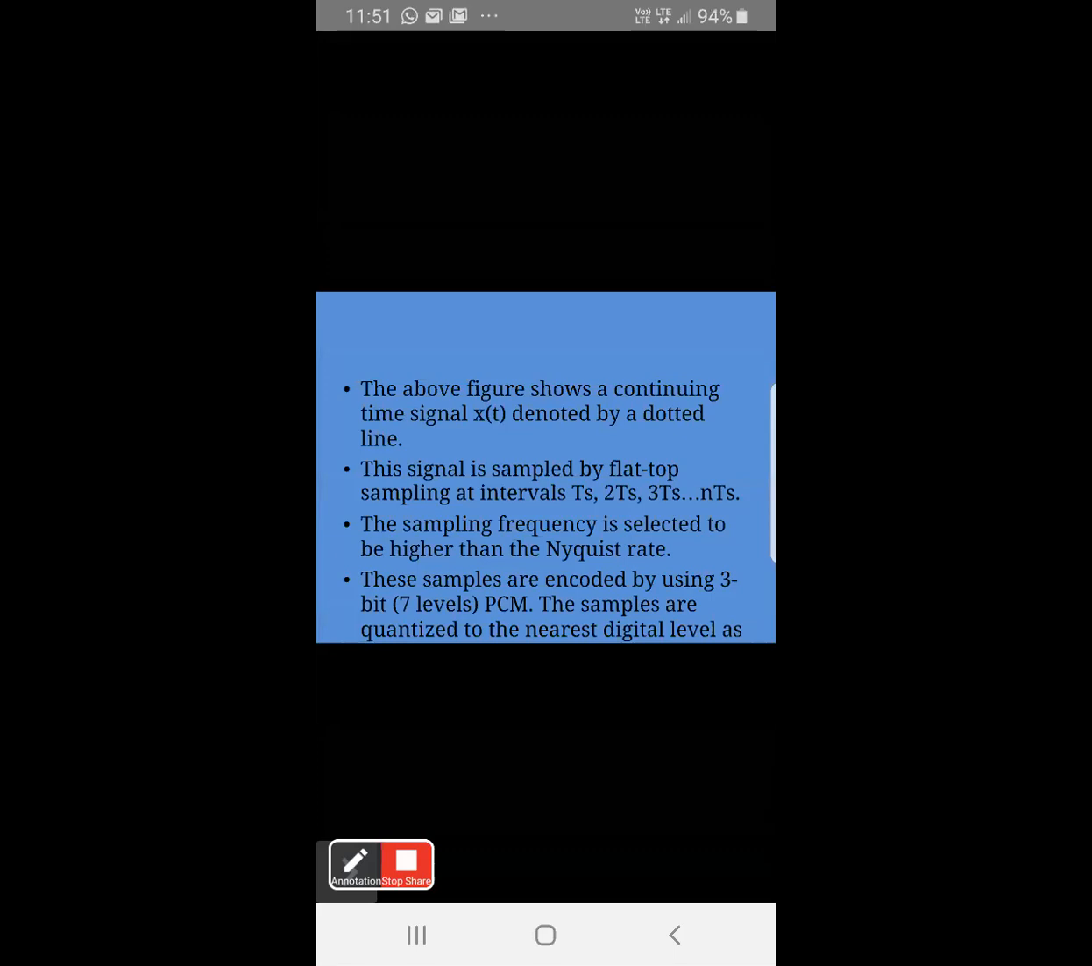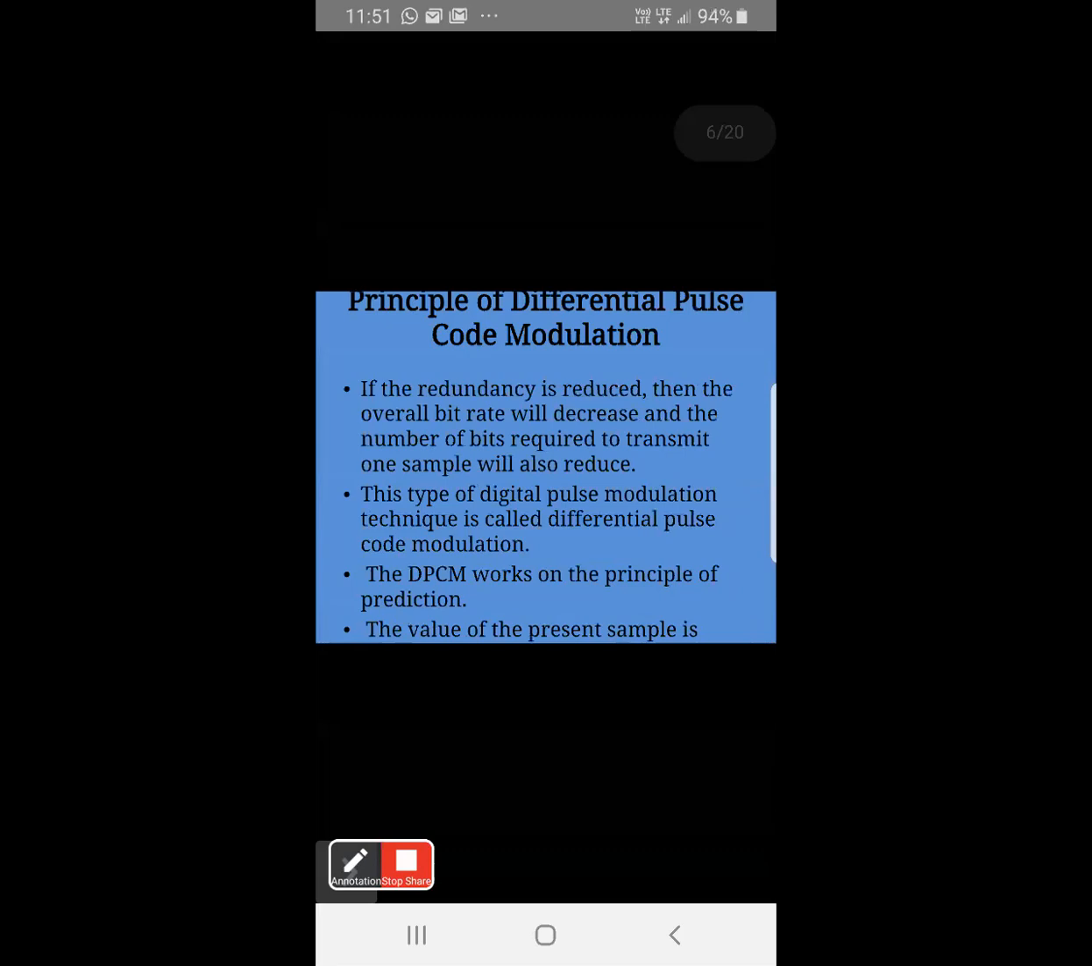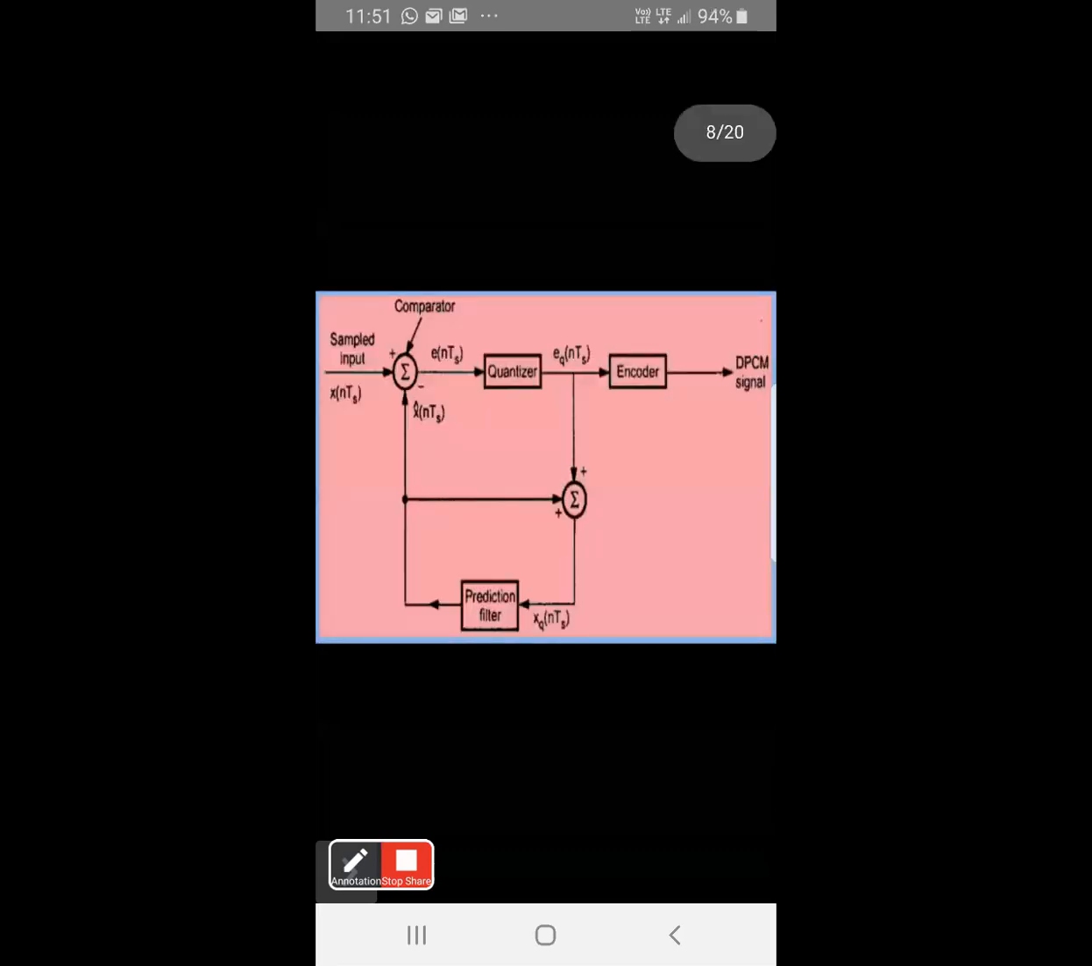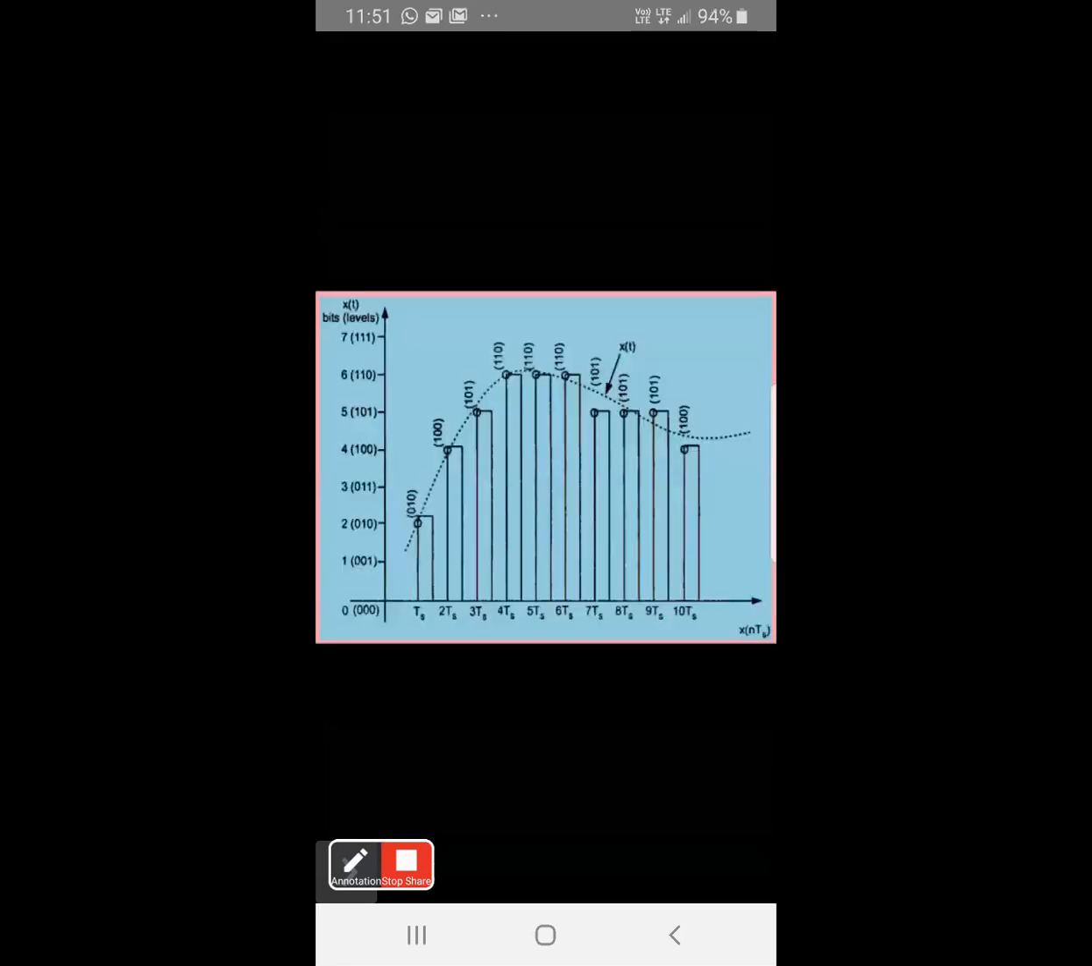These samples will be encoded using a 3-bit PCM. The samples are quantized to the nearest digital levels. That can be seen in this diagram. ఇక్కడ ఏవైతే తీసుకుంటున్నారో మీరు samples అనేది 3-bit encoder అనేది ఇక్కడ యూజ్ చేసాం. So we will obtain 000, 010, 100 ఇలా information అనేది they will be sampled here.